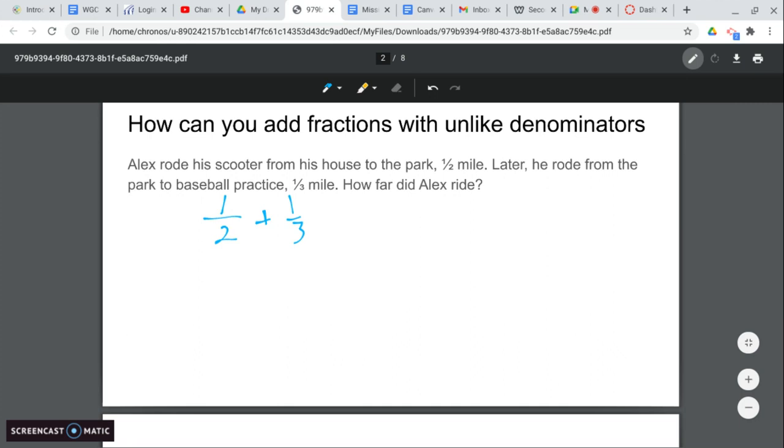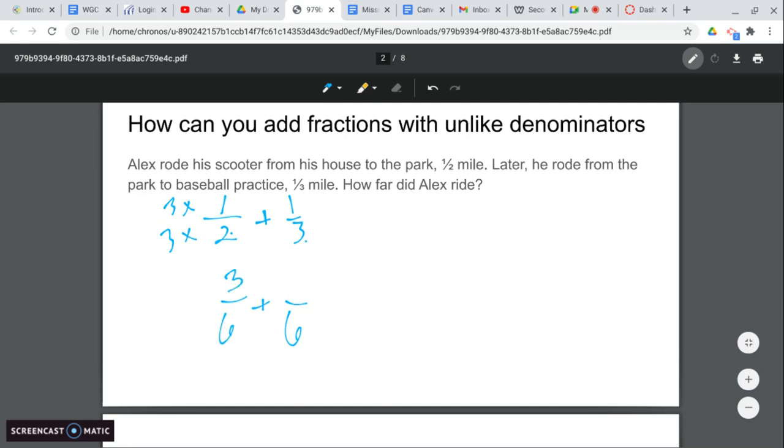So 2 and 3, what number do they both go into? What's the least common denominator? Well, that would be 6. So they're both going to go into 6. What do we have to multiply 2 by to get to 6? We multiply by 3. So 3 times 1 is 3.